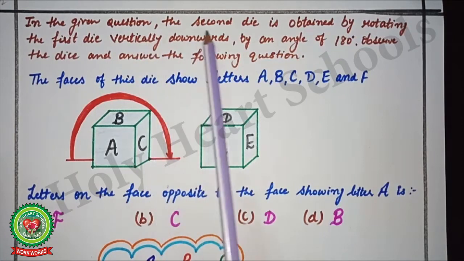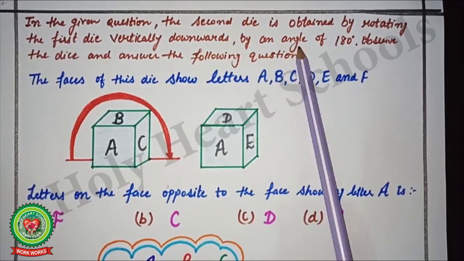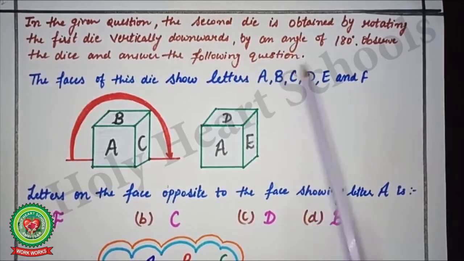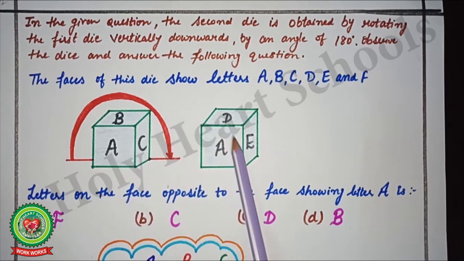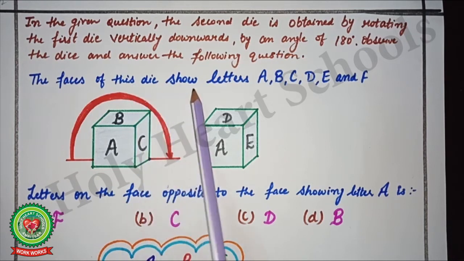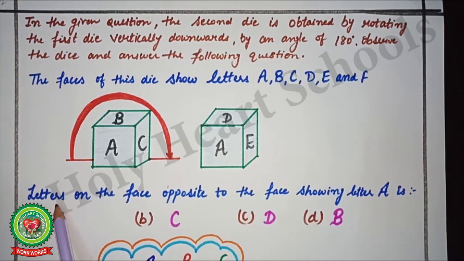In the given question, the second die is obtained by rotating the first die vertically downward by an angle of 180 degrees. Observe the dies and answer the following question. So here again they have given us one die, and after rotating this, we will get this die. Now they are asking us, the faces of this die show the letters A, B, C, D, E and F, and we have to find the letter on the face opposite to the face showing letter A, out of these four options.